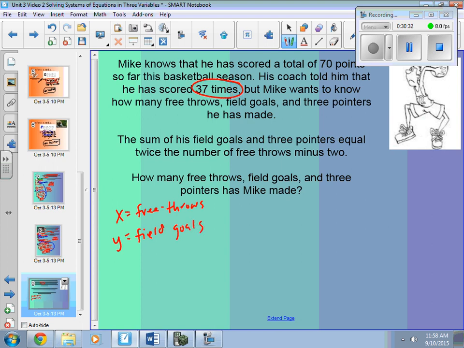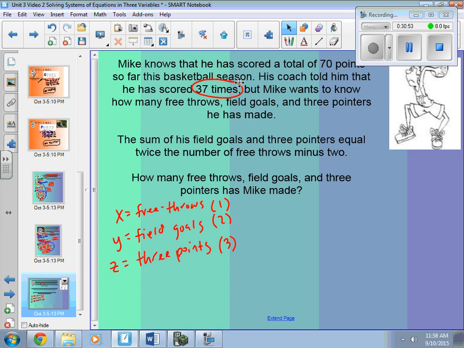If you want to use something else, you definitely can. And Z for three-pointers. Now, you got to know a little something about basketball to do this problem. Most of you probably could guess three-pointers are worth a total of 3 points. If you've watched basketball before, other baskets are worth 2, and free throws are worth 1. So we got to kind of keep that in mind as we're doing the problem.